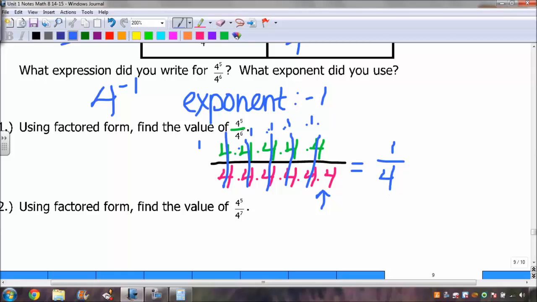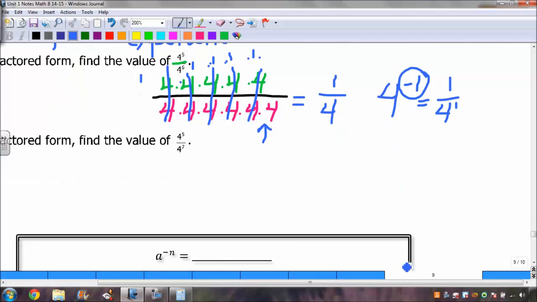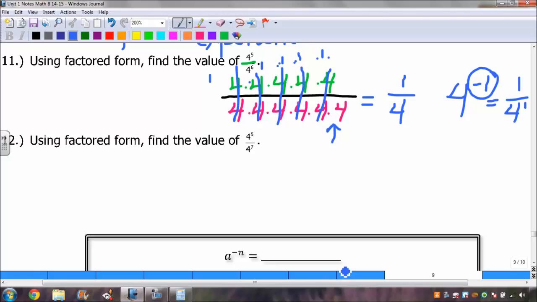So that's what 4 to the negative first power means. It means 1 over 4, or more simply, 1 over 4 to the first power. So maybe you can start to understand what this negative exponent does to your expression. Well, we're going to try another example to truly see if we can understand what the negative exponent does to your expression. So again, using factored form, we're going to do 4 to the 5th power divided by 4 to the 7th power.